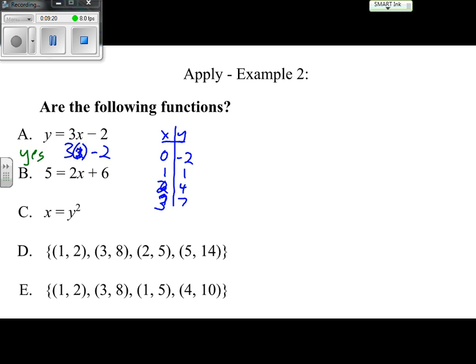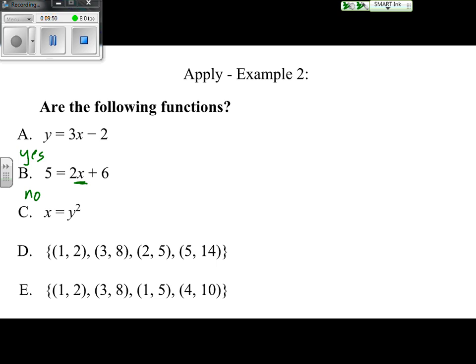All right, moving on to part B. Well, part B, I have another equation, 5 equals 2x plus 6. However, how many variables does this equation have? Just one, just the x. So this is not even a relation because it's not relating two different variables as ordered pairs or as points. So this is not a relation, which means it can't be a function either. So no.